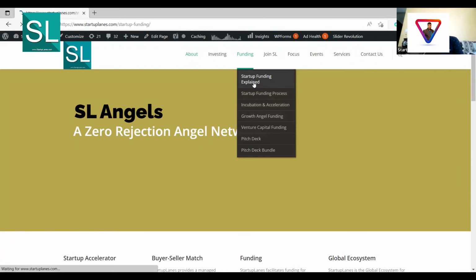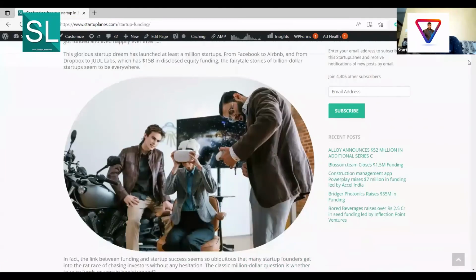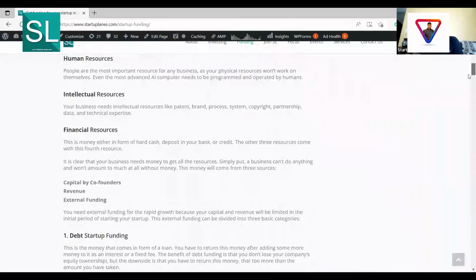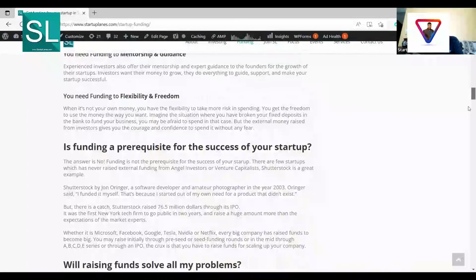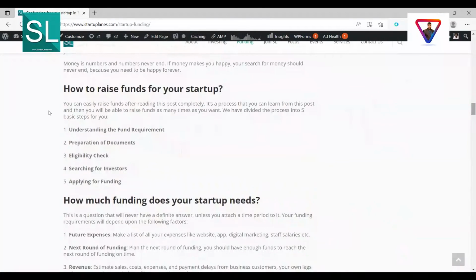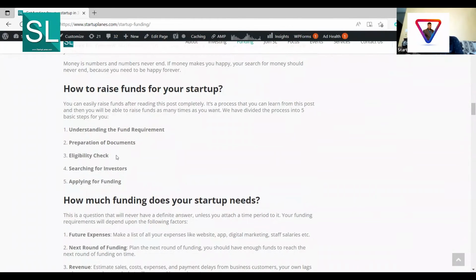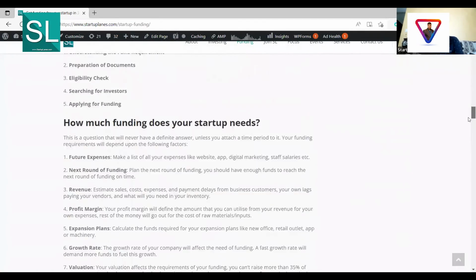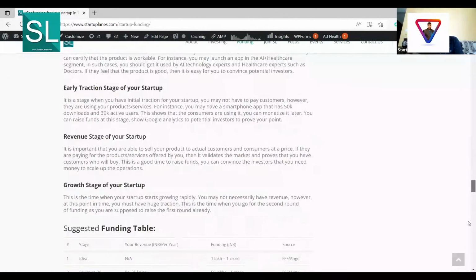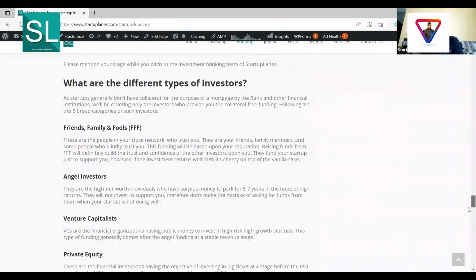We have explained the entire system of what is bootstrapping to why do startups raise funds, everything here. And beside that, we have mentioned the process. This is for the founders, but technically this is what we do. First, understand the fund requirement, then preparation of documents, then eligibility, then searching for investors, which they do obviously through us. And in that we have shown everything, how much they should raise, what kind of investors are there.